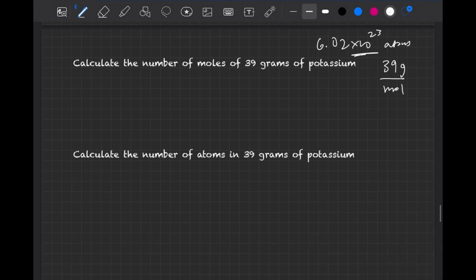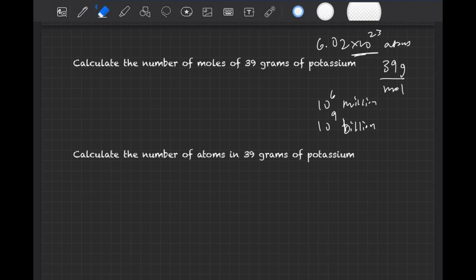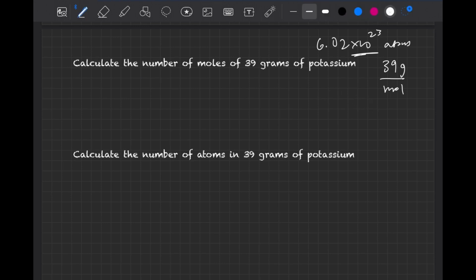And just for context, 10 to the 23 is a very, very large number, right? 1 million is 10 to the 6, a billion is 10 to the 9, and then trillion is 10 to the 12, and so on. So think about how big that number actually is, because atoms, again, are very, very small. So 1 mole, or 6.02 times 10 to the 23 atoms, would weigh 39 grams.